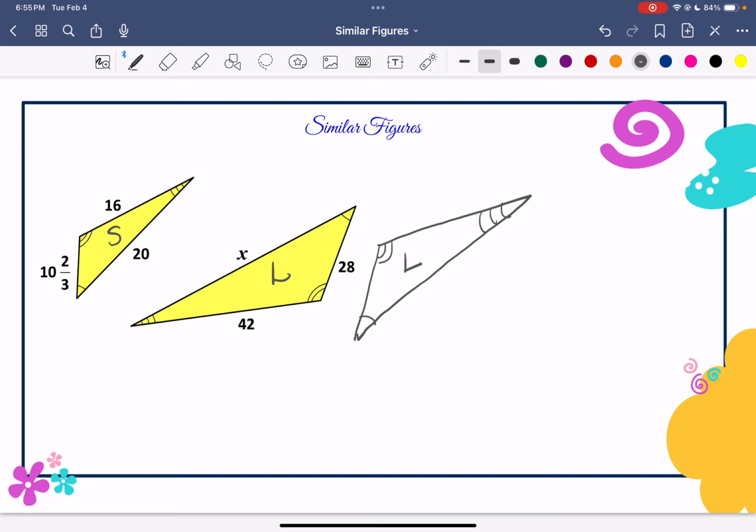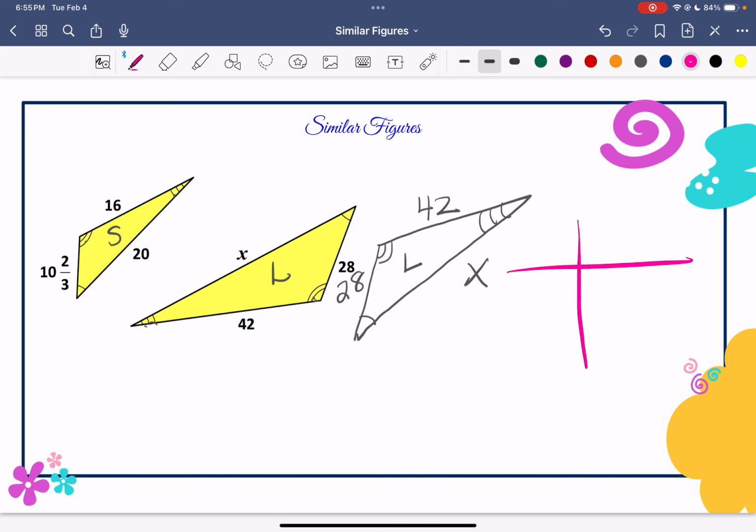Now, between angle 2 and angle 3 is what I'm looking for. 2 and 3 is 42. Now I'm going to look between angle 1 and angle 3, and that would be x. And then the last part is angle 1 and angle 2. That would be 28. All I did was I copied the small on the large triangle, and then I used what I drew to go back to the large to find my dimensions.